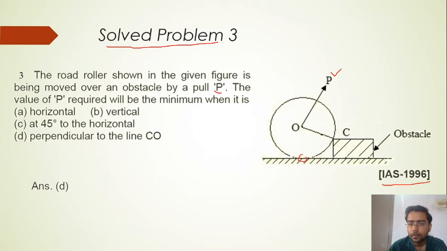So what will happen when this roller starts to move over this obstacle? At that point of time there will not be any contact between the roller and the surface, because it is just starting to roll over the obstacle. So there won't be any contact here. Now we have to make a free body diagram of this roller, right?